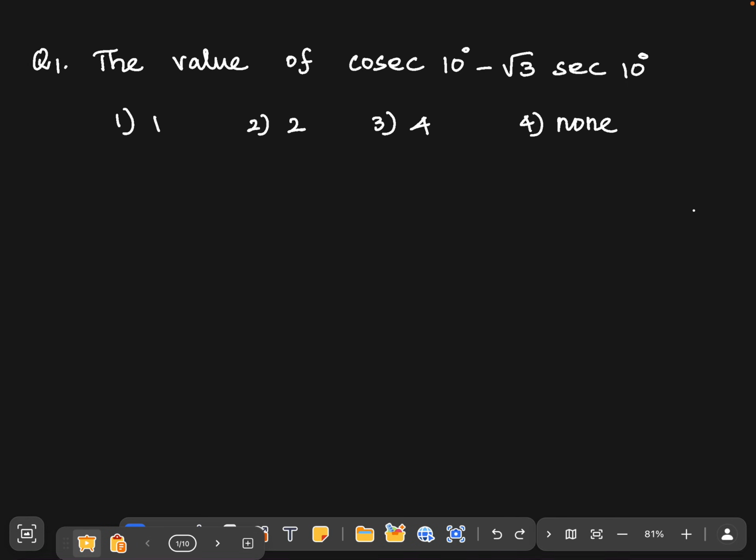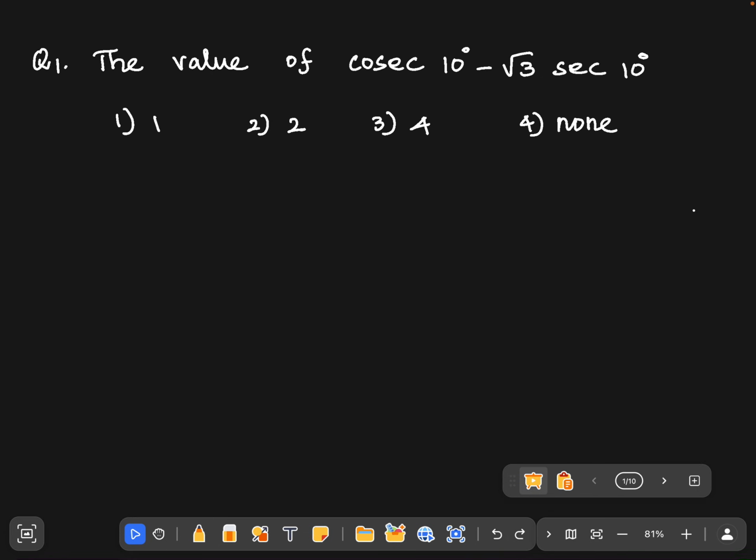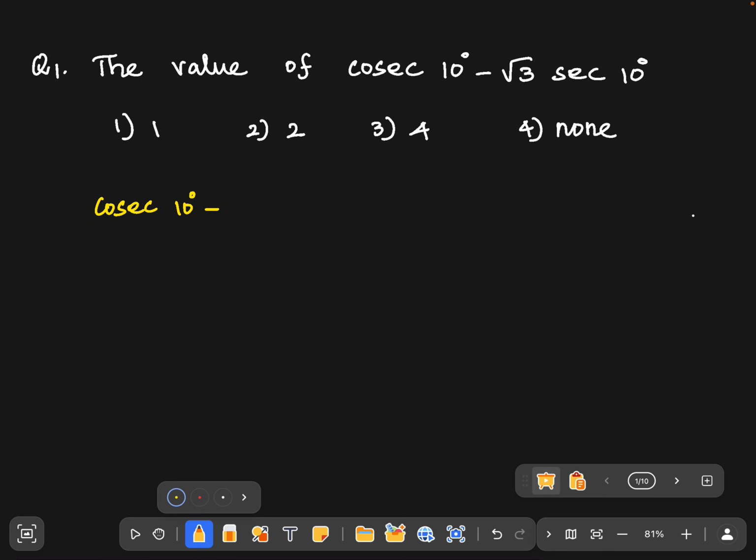So today we are going to see the JEE Main 2026 answer key, January 21st. Look at the first question we have: the value of cosecant 10 degree minus root 3 secant 10 degree. So we should find cosecant 10 degree minus root 3 secant 10 degree. This is the question.